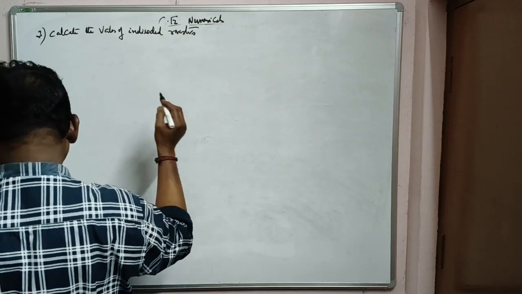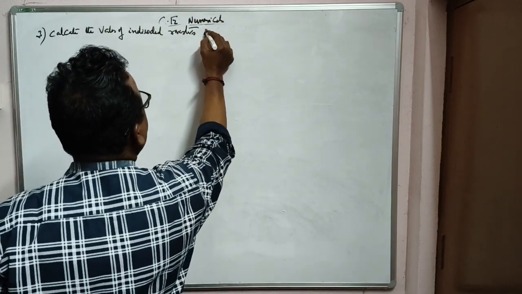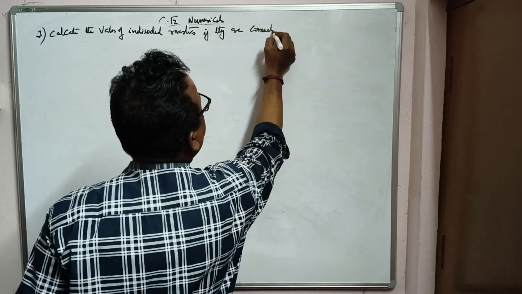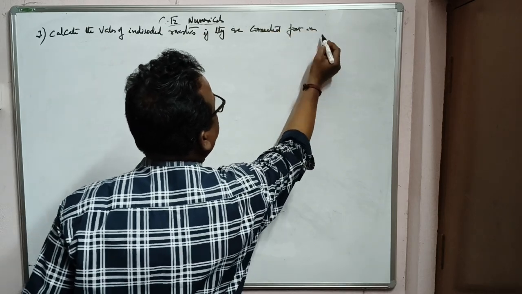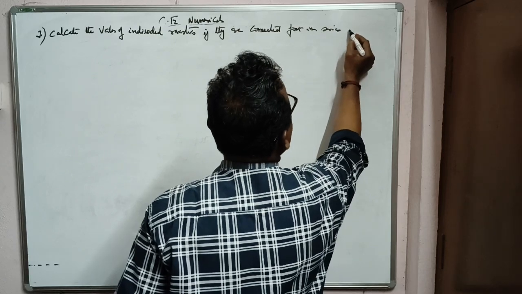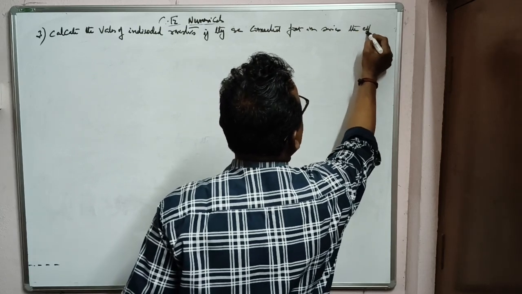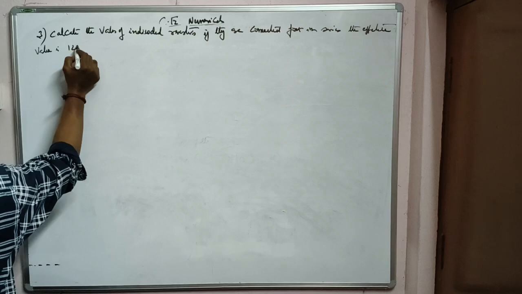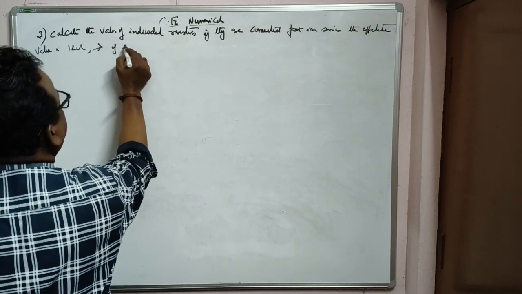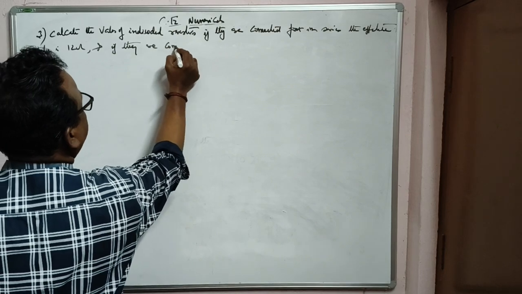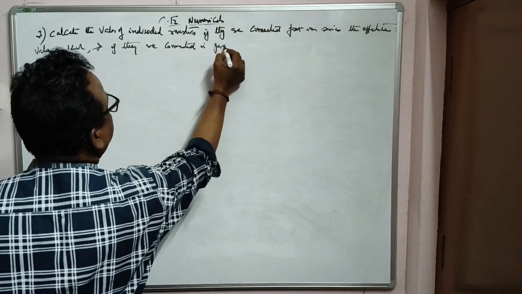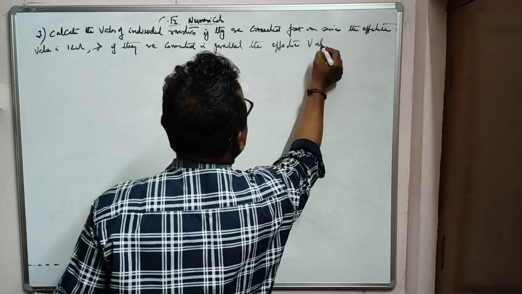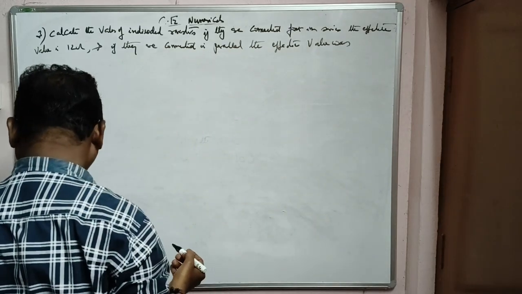Calculate the values of individual resistors if they are connected first in series, the effective value is 12 ohms, and if they are connected in parallel, the effective value of the resistance was, it seems, 2 ohms.